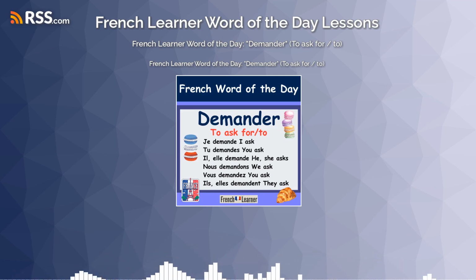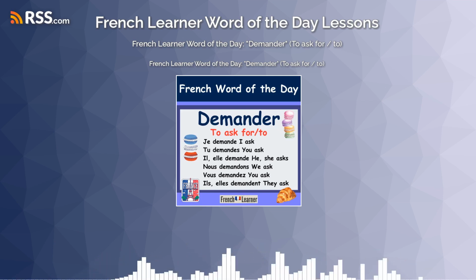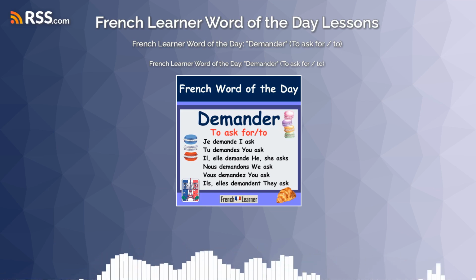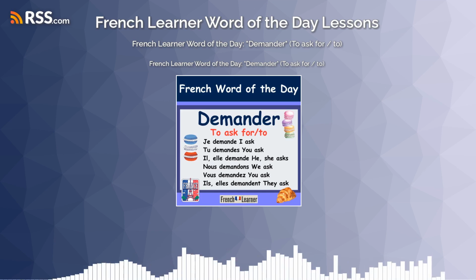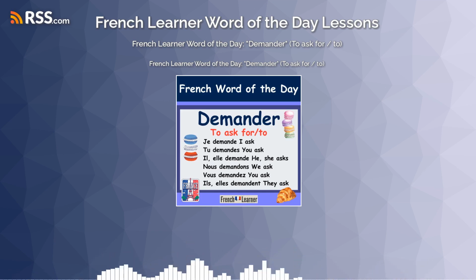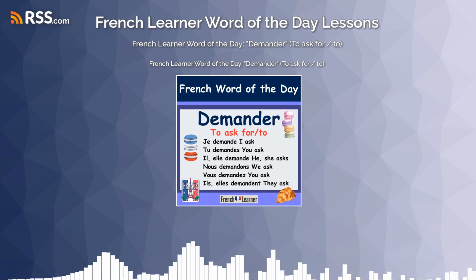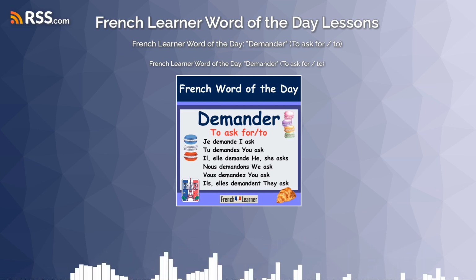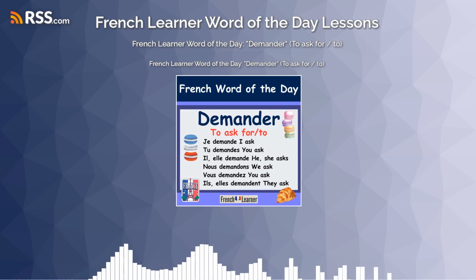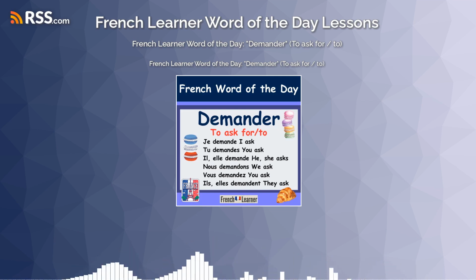So unlike English, the word order is flipped. So the thing that you're asking for comes first, un livre, then comes the person, à ma fille. So in English you flip it. I ask my daughter for a book. Et en français, je demande un livre à ma fille. Alors on continue.